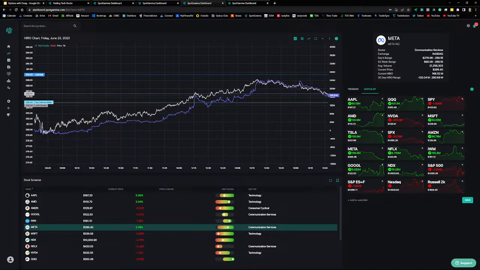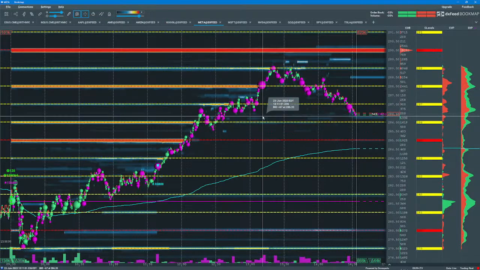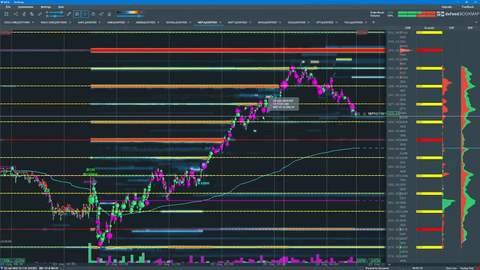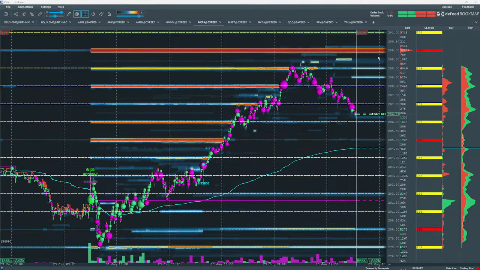And let's go take a look at Meta. So there it is. Remember, 285 is the key gamma strike. Price moved quickly through that, and was heading toward the 290 call wall. Traders started either taking profits or at any rate taking negative delta positions, and price started to move lower.